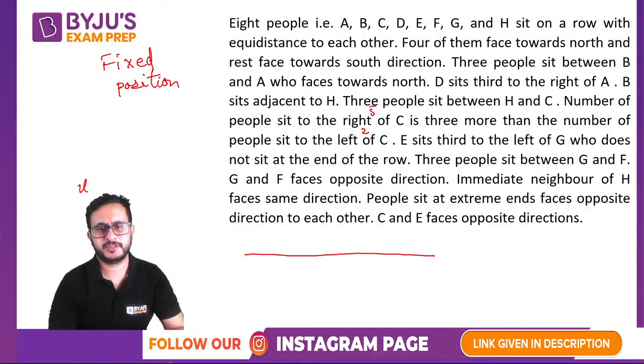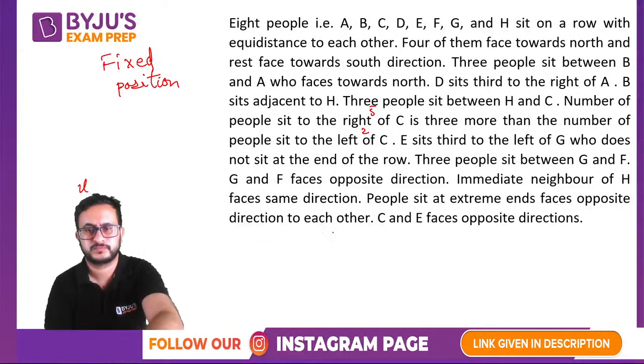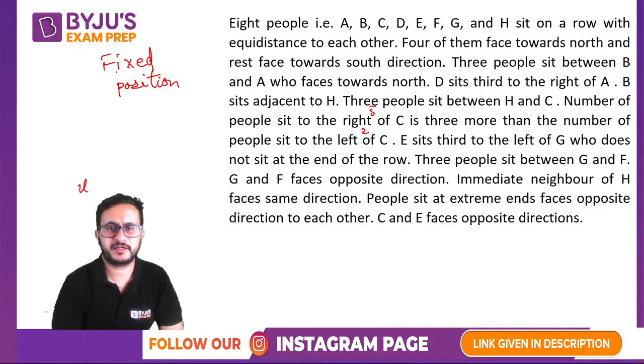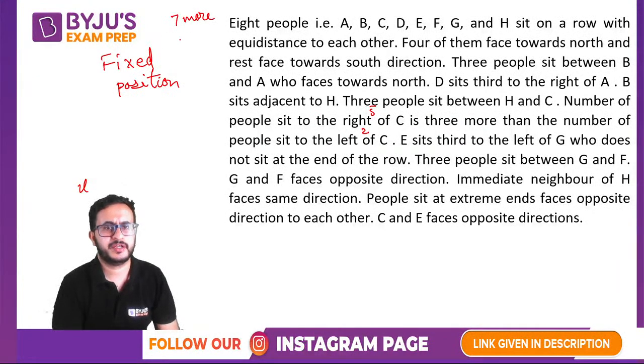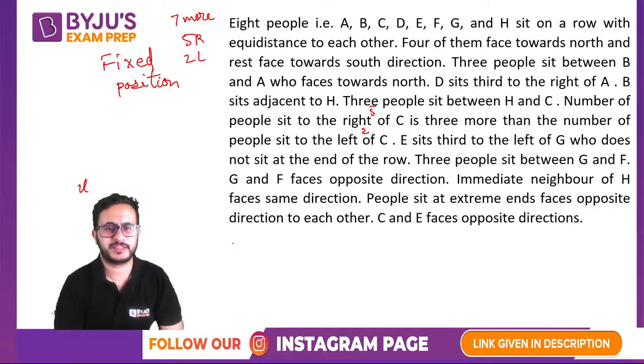So let's begin, right? We will take two cases. It is saying the number of people sitting to the right of C is 3 more than the number of people sitting to the left of C, right? So C is one person and there are 7 more people. Okay, so that means 5 will be to the right and 2 will be to the left. So let us make two cases.